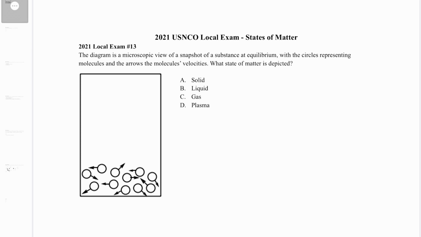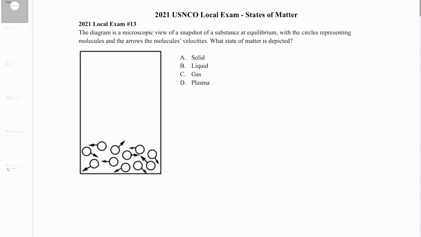Yo, what's up everyone? Today we're going to be doing the States of Matter section of the 2021 USNCO local exam. So this is going to be from questions 13 through 18. Okay, so let's start with 13.